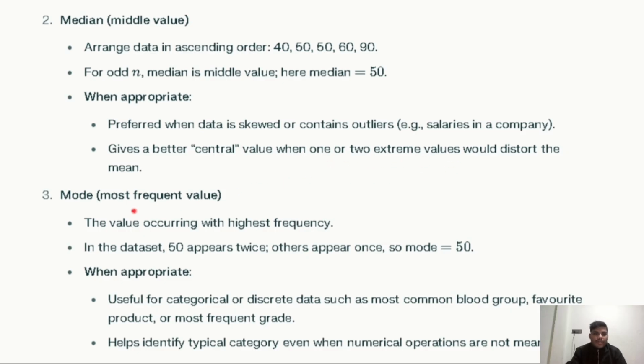Mode. Most frequent value. The value occurring with the highest frequency. In the dataset, 50 appears twice, others appear once, so mode equals 50. When appropriate: useful for categorical or discrete data such as most common blood group, favorite products, or most frequent grades. Helps identify the typical category even when numerical operations are not meaningful.